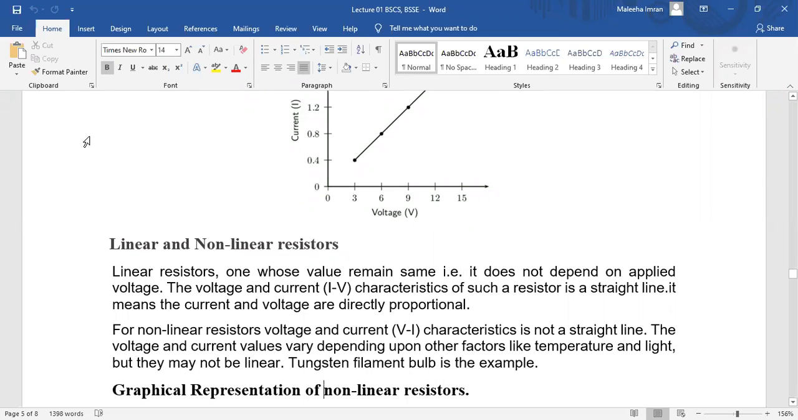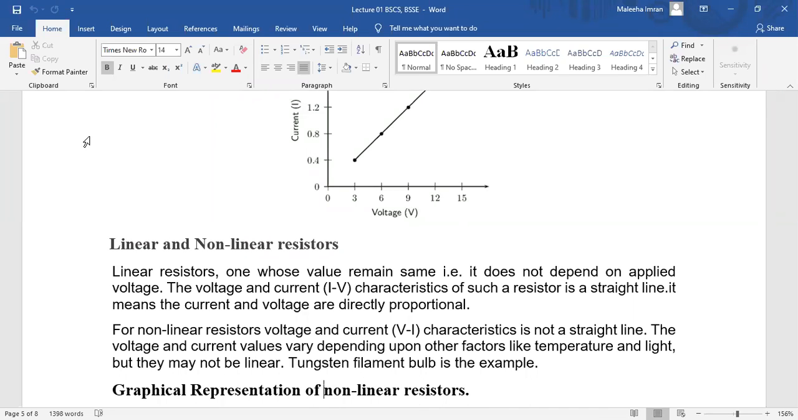By linear resistors we mean the resistor in which the current totally depends upon the applied voltage. Whereas in the non-linear resistor, the current not only depends upon the applied voltage, but also depends upon other factors like temperature, heating, and so on. So in the case of the linear resistor, the IV characteristic will be a straight line. It means that there is a direct proportionality between the current and voltage.